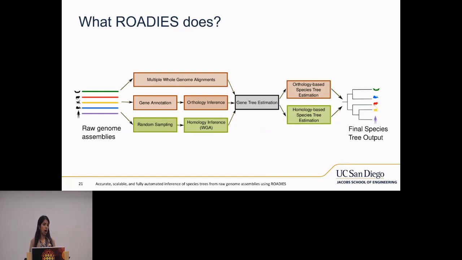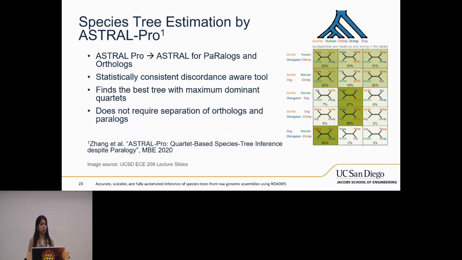Now, how is ROADIES different from the rest of the conventional approaches? There are multiple different things that we do. Overall, the idea of ROADIES is to do homology-based species tree estimation, and that improvement has happened because of the improvement in Astral. Astral Pro is an improved version of Astral. This is also a discordance-aware summary-based species tree estimation method, similar to Astral, but the improvement is that it considers paralogs as well as orthologs. So this removes the requirement for the user to separate out orthology and paralogy and makes the overall process quite faster.